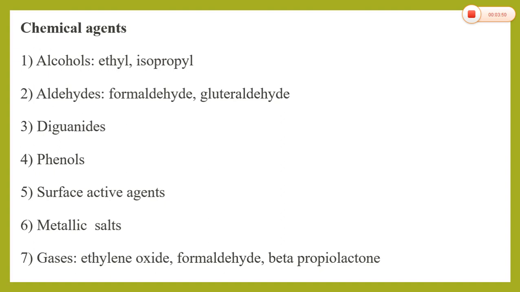Coming to the chemical agents, alcohols. Ethyl alcohol and isopropyl alcohol are some kind of alcohols. Coming to aldehydes, formaldehyde, glutaraldehyde. Biguanides, phenols, surface active agents, metallic salts, and gases. Ethylene oxide, formaldehyde, beta-propiolactone are some of the gases.